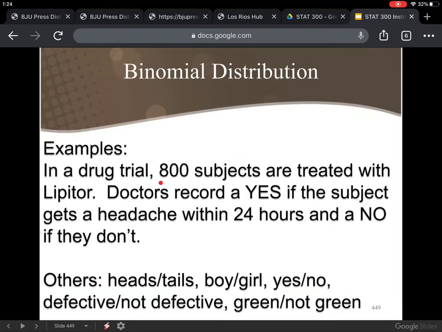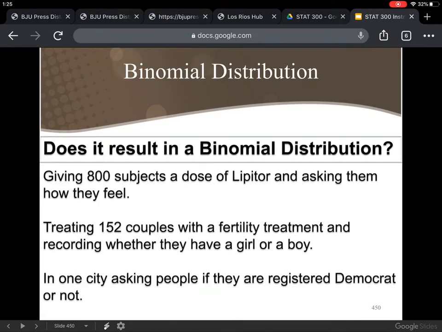And then T stands for: do we have two outcomes? Yes, we do have two outcomes because you have yes or no. Do you have a headache or do you not have a headache? And notice that there are some more examples here: heads or tails, boy or girl, yes or no, defective, not defective, green and not green are all examples of ways you can use the binomial probability distribution in your calculations.